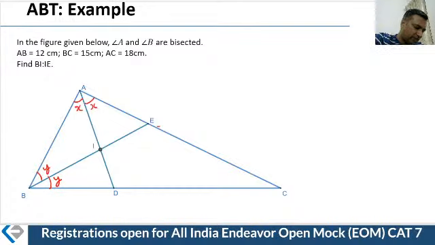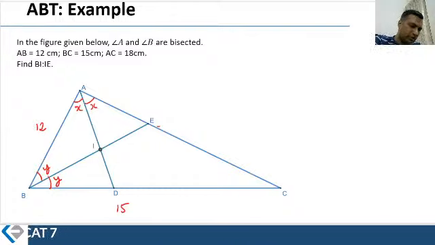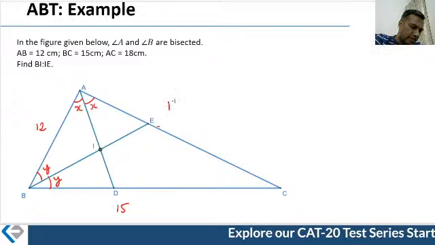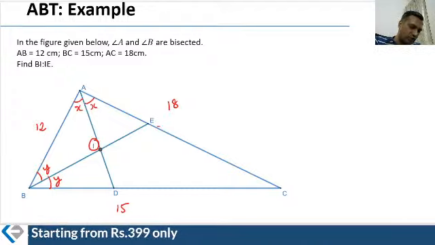So therefore, he's saying that the length of AB is 12 units. The length of BC is 15 units. The length of AC is 18 units. What is the author interested in? BI and IE. Here is the point I. That is what the author is precisely interested in.